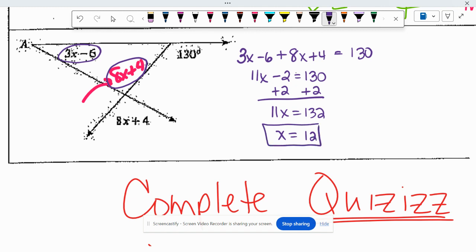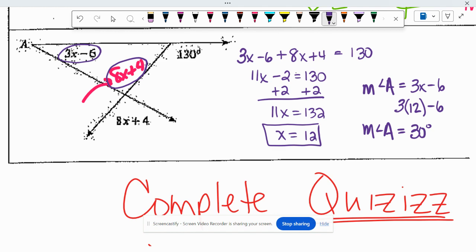So you're really supposed to plug that back in and find the missing angle measure. It's just wanting us to find angle A. So the measure of angle A is the expression 3x minus 6. So really 3 times 12 minus 6 is... What's 3 times 12 minus 6? Perfect. So the measure of angle A is 30 degrees. Are we good with that?